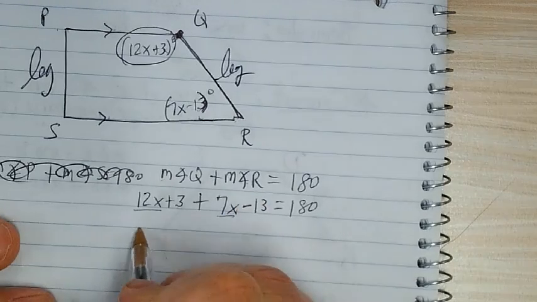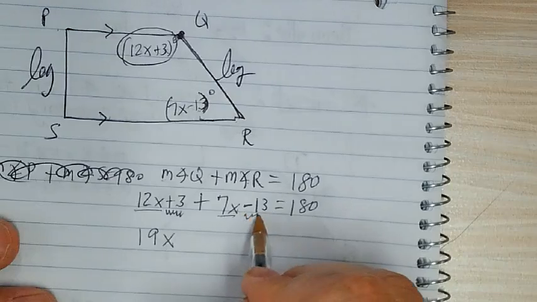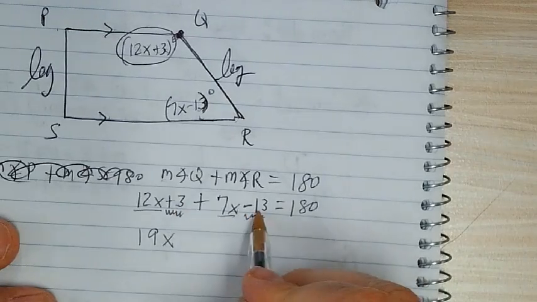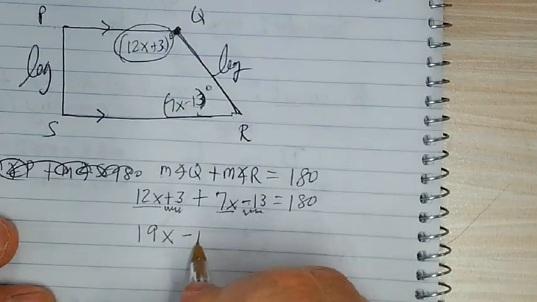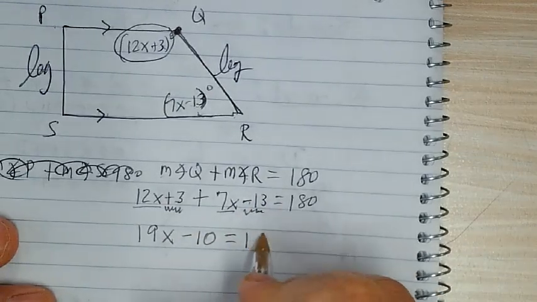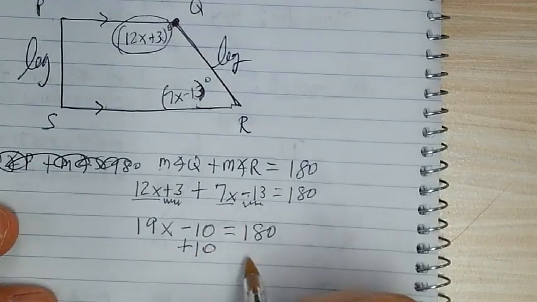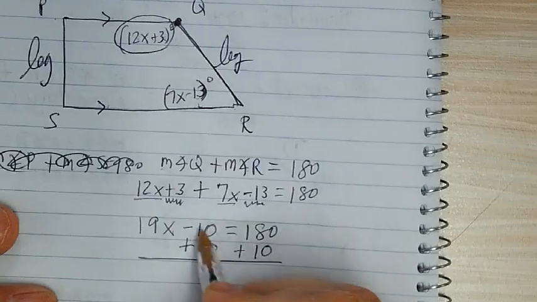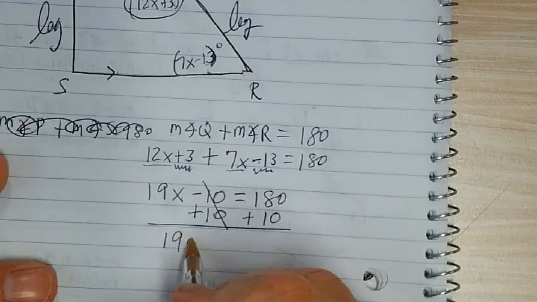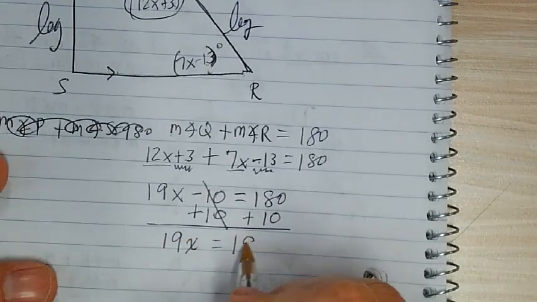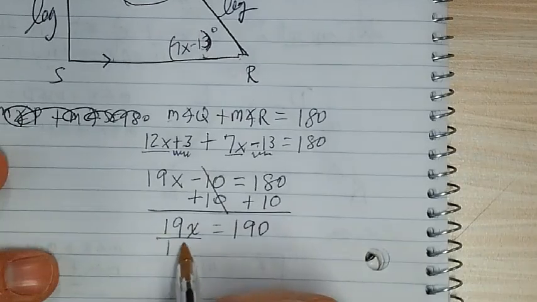Now, if you don't know 3 and a minus 13, just take your calculator and go 3 minus 13, it gives you minus what? And that equals 180. So go ahead and solve. Add 10, add 10. So 9x equals 190. Divide by 19. Divide by 19. I hear people saying it already. I saw this on your papers.